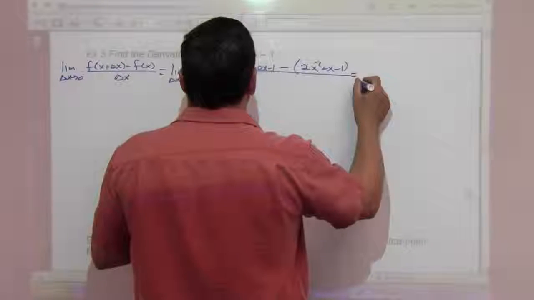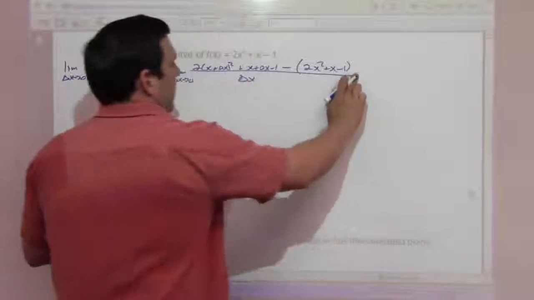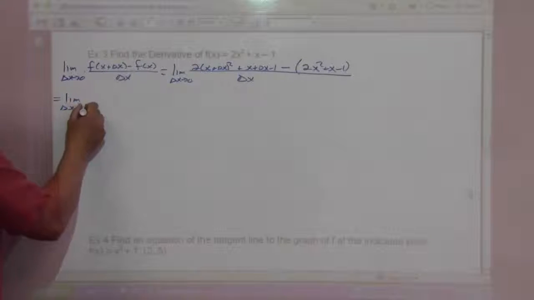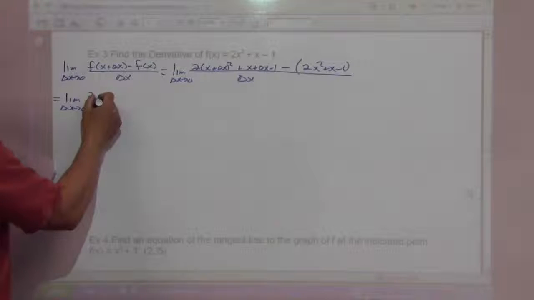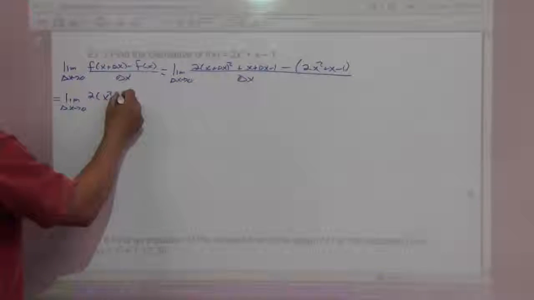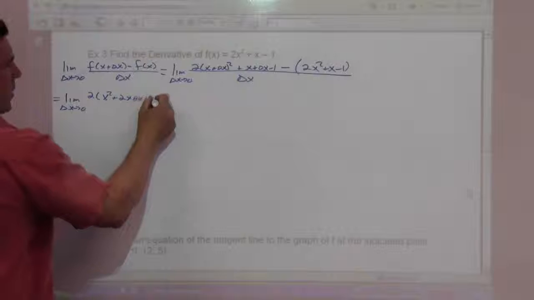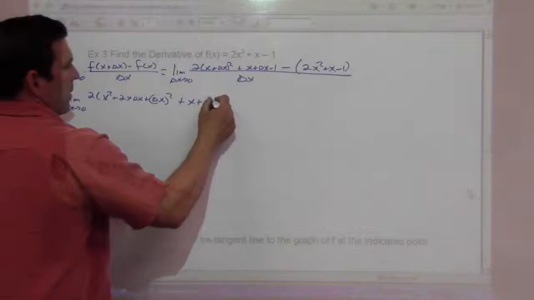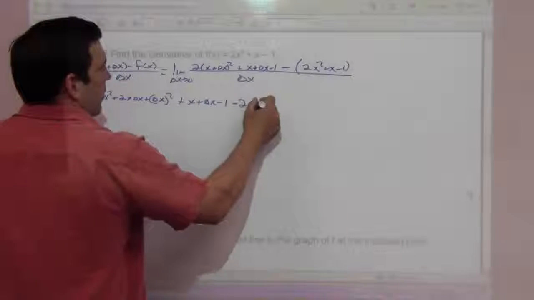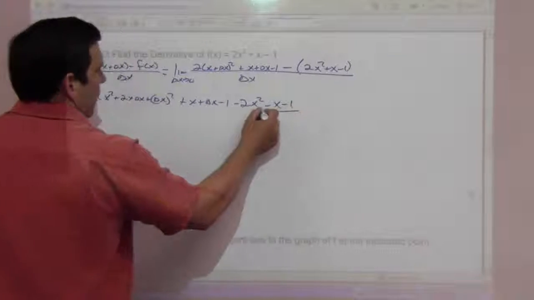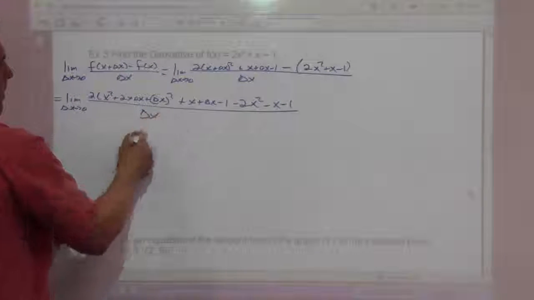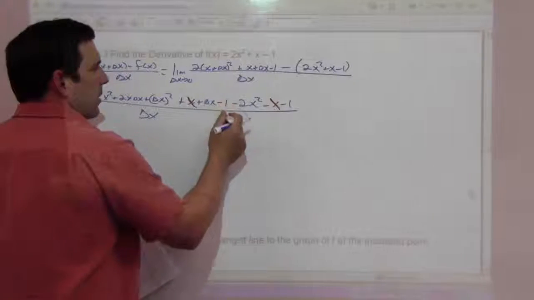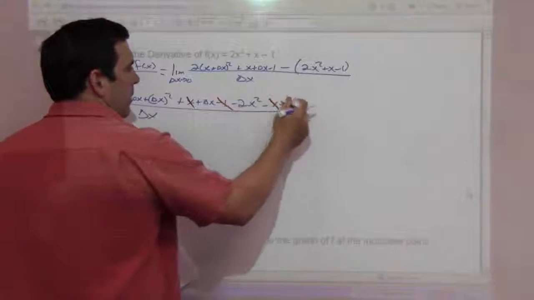And that's going to be, I'm going to come down to the next line, there's not enough space. The limit as delta x goes to 0 of 2 times x squared plus 2x delta x plus delta x squared, plus x plus delta x minus 1, minus 2x squared minus x plus 1, all over delta x. And in this you can start getting rid of some things, like this x and this minus x, and the minus 1 and the plus 1.